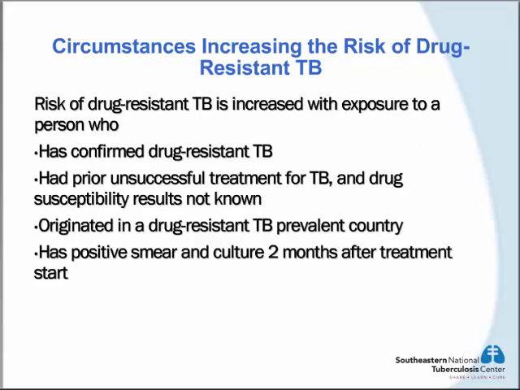So circumstances that increase the risk for drug-resistant TB include people that have been exposed to persons that are known to have drug-resistant TB, or they have a history of prior unsuccessful treatment for TB, and the drug susceptibilities are not known. If they are coming from a country where drug resistance is more prevalent, and also when they have positive smears and cultures 2 months after starting treatment, then that is an indication that we need to suspect drug-resistant TB.